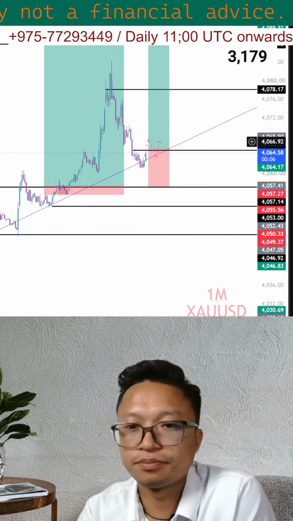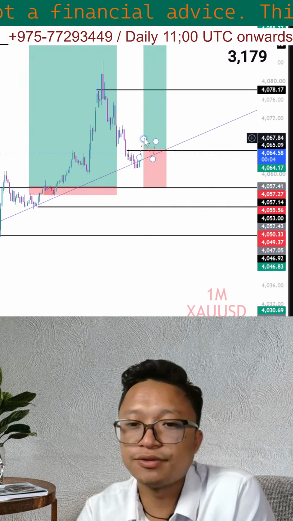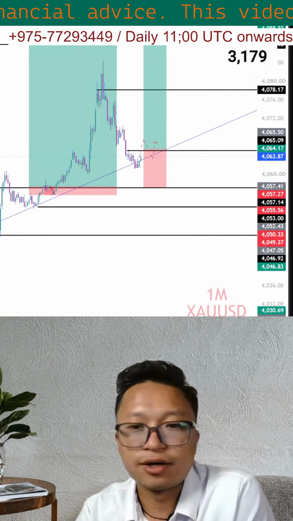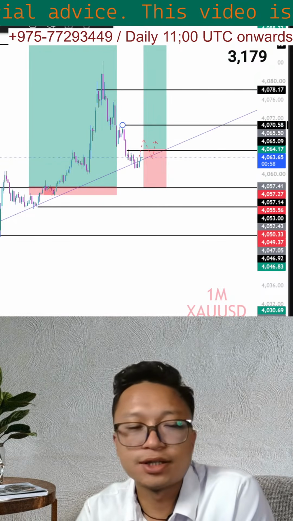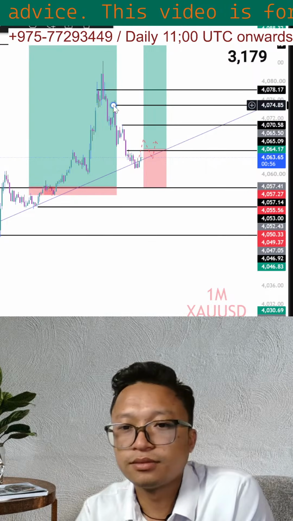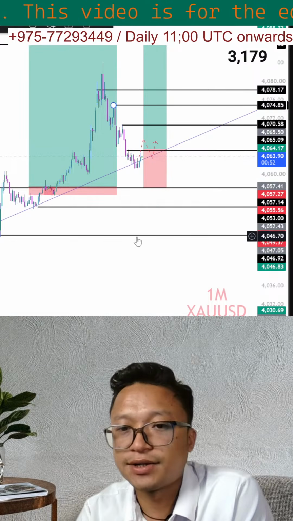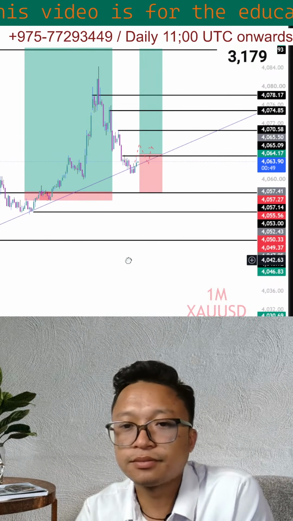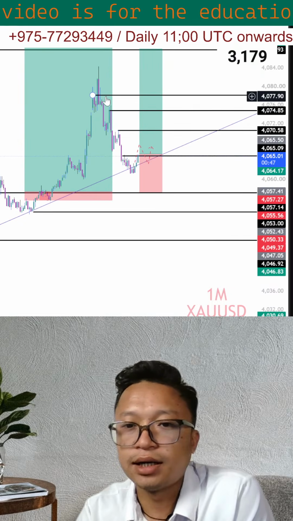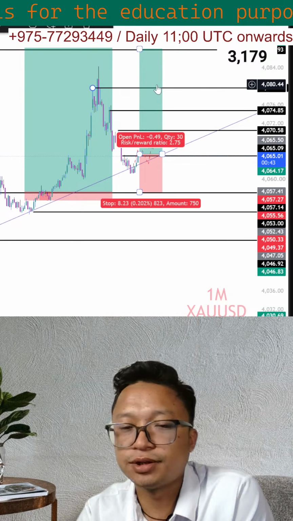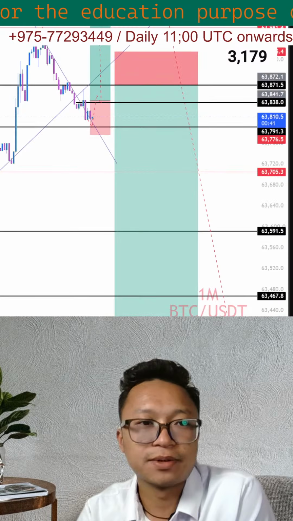Gold is trying to give you the breakouts on the upper side. Firstly, your TP1 is going to be this one. As soon as you hit TP1, your stop loss should be at entry. And you might like to plan your TP3 over here, TP1, TP2, TP3 and TP4 on the upper side for the gold.